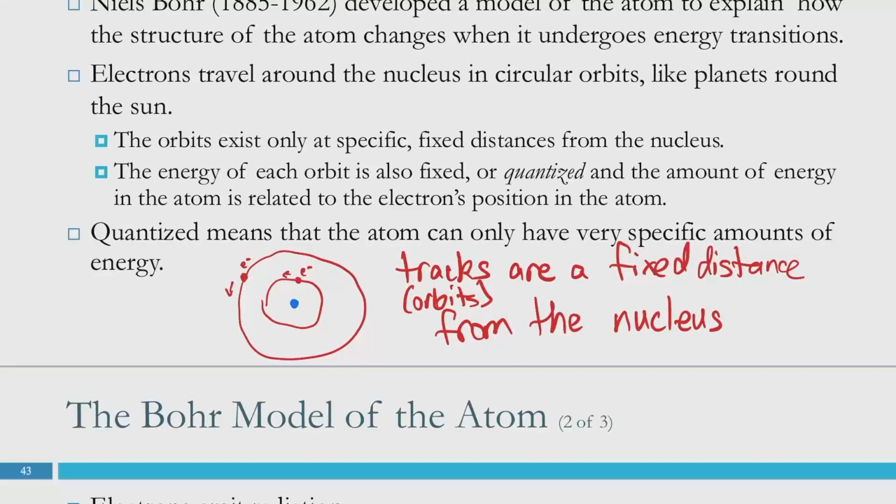So that the innermost track is always going to be the same distance, the next track is always going to be the same distance, the next track is always going to be the same distance. And because they're fixed in terms of their distance, they're also fixed in terms of energy. So the energy is fixed or quantized, it's set to a specific amount. The amount of energy is related to the electron's position in the atom. So it's based on how close it is to the nucleus or how far away it is from the nucleus.